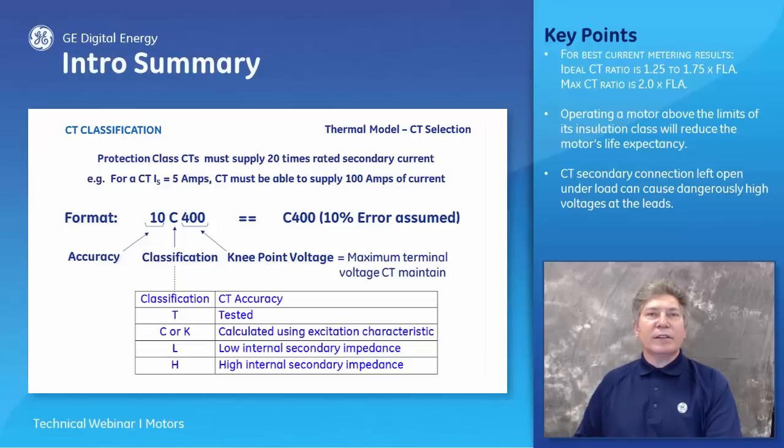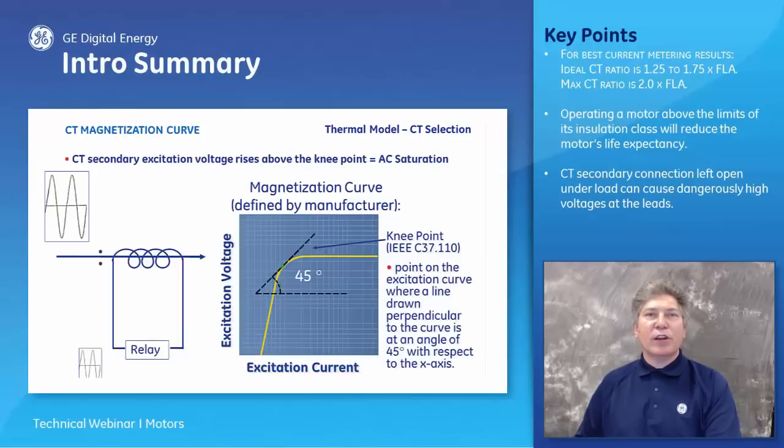It is very important that the CT secondary current is an accurate scaled replica of the primary current. If the CT goes into either AC or DC saturation, this will no longer be true and the relay may have difficulty properly protecting the power system.